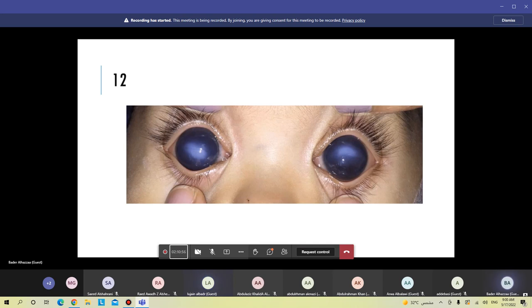Okay. Next, let's see. Now it's 9. Let's have a spot diagnosis here. Abdulrahman. Yes. What do you think here? Yeah, it looks like primary congenital glaucoma.